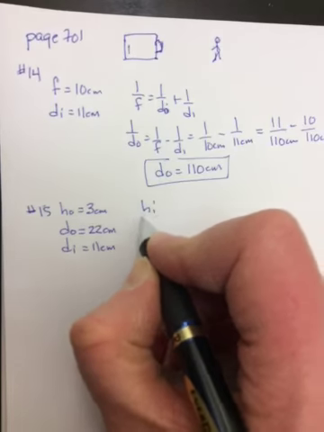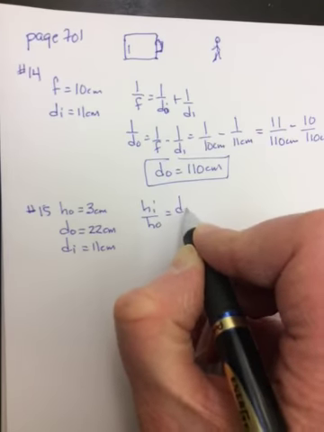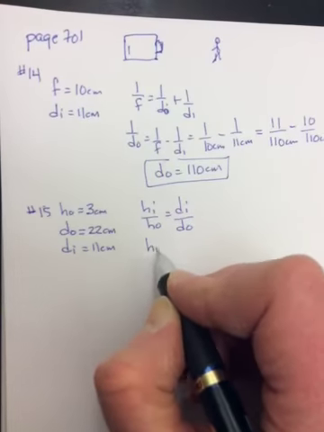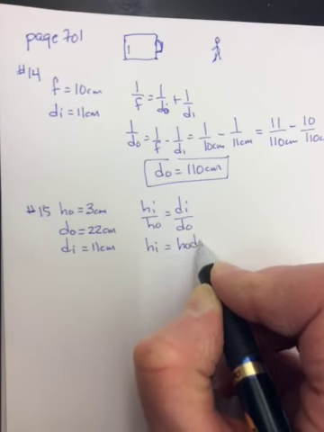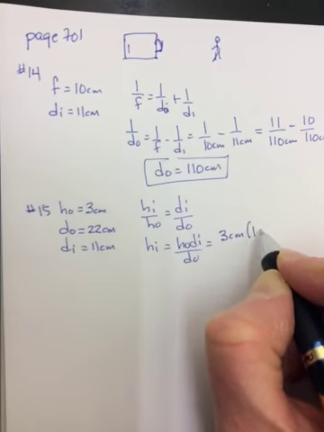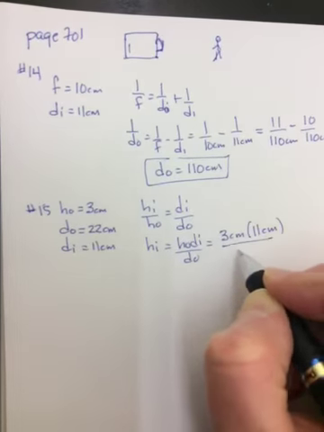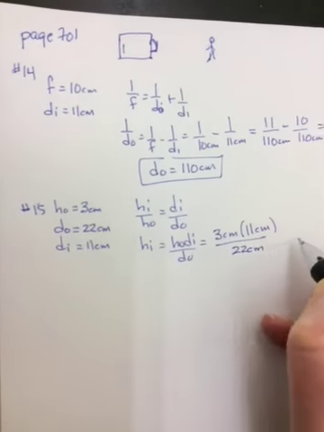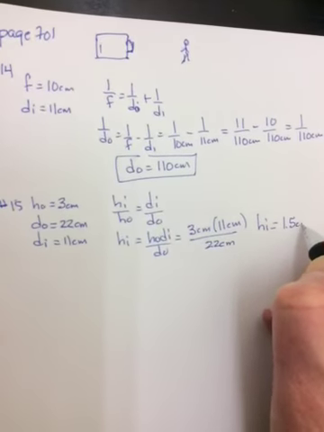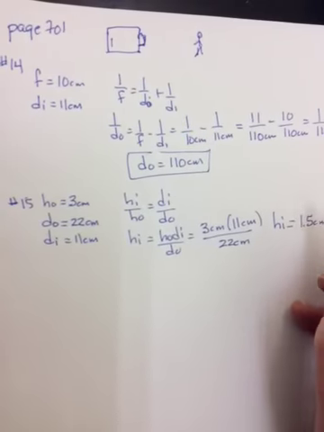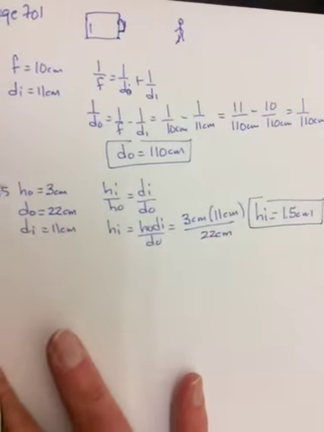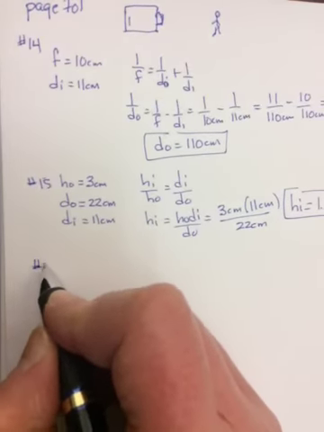So HI over HO equals DI over DO, and if we're using what we said in class, we're not putting a negative in here. So it becomes HI is equal to HO DI over DO. So 3 centimeters times 11 centimeters divided by 22 centimeters. And you should get an HI of 1.5 centimeters. Okay? It's positive, which means it's real, and therefore it will be inverted.